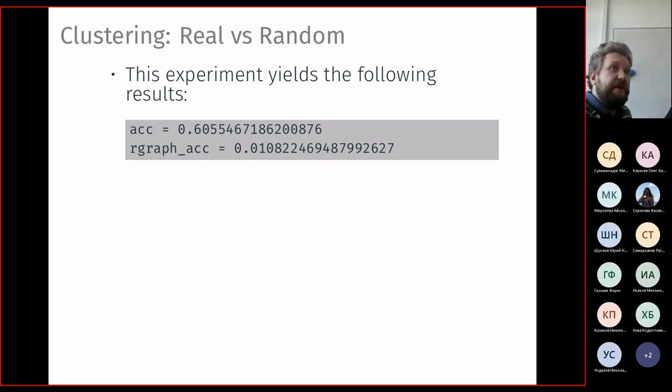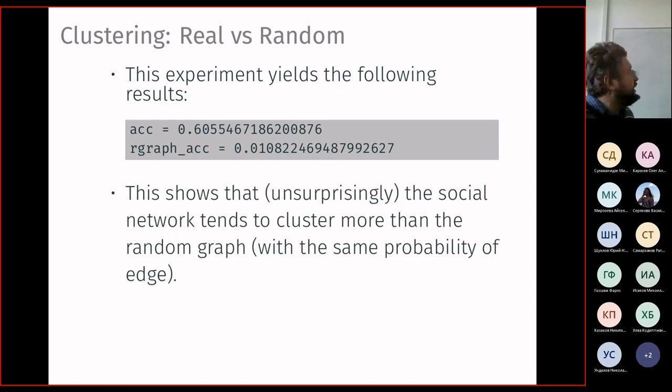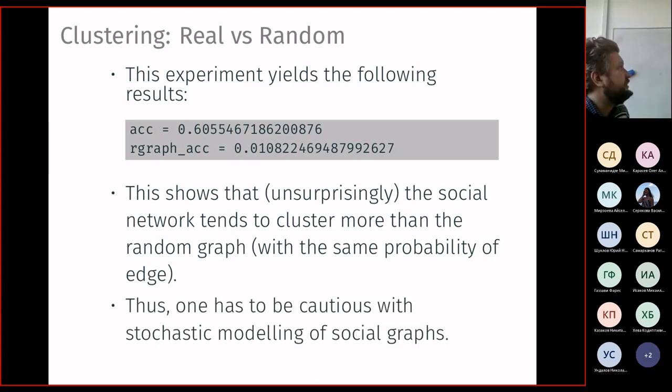It's basically the same because all of them are independent, and the probability of two friends of someone being friends in this graph is the same as the probability of two random people being friends, because of independence. What is the moral of that? That social networks tend to cluster more than a random graph with the same probability of edges, unsurprising.